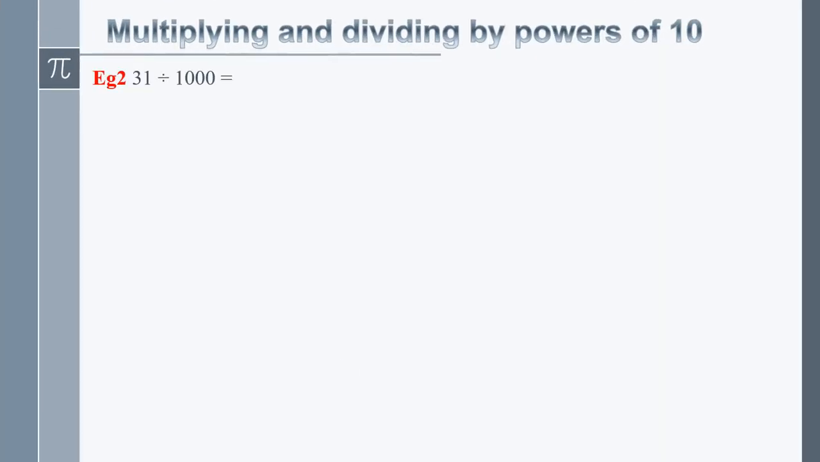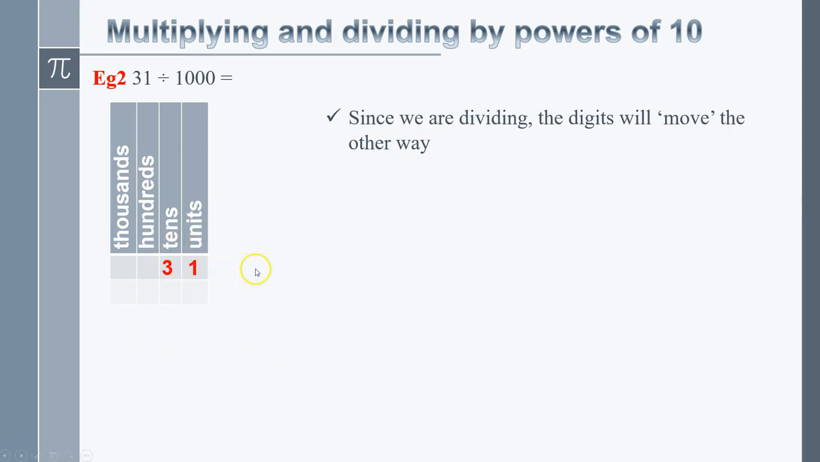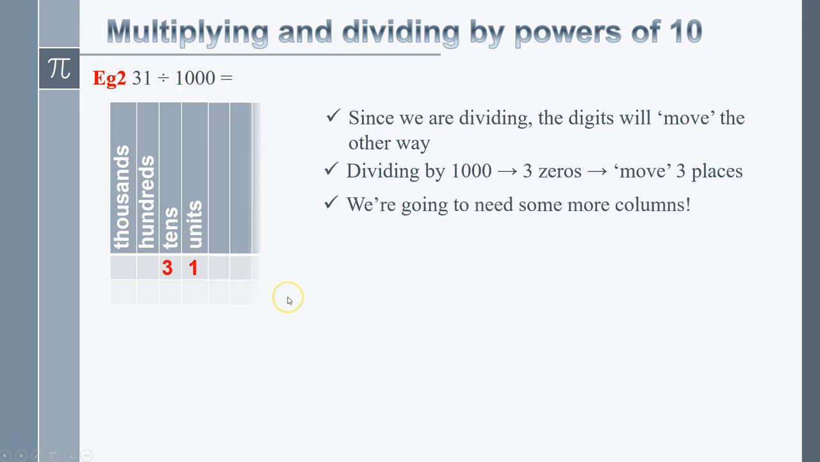Now let's have a little look at going the other way. For example, if we're going to do a divide, say we've got 31 divided by 1,000. Again, there's our table with our columns, and there's 31 on it. This time we're going to move our digits the other way because we're going to do division. The division is going to make the final answer smaller than what we had before, so this 3 is going to end up in a column that's going to be over here somewhere. As you can see already, we're going to have to move 3 places because we've got 3 zeros, and clearly we're going to need some more columns. So there go our extra columns.